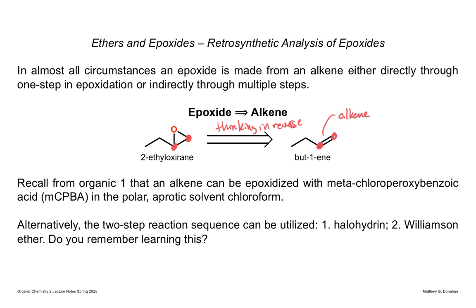Yep. You said it can come from an alkene. Does that mean it comes from something else too? It can come from something else? MCPBA is the easiest thing.